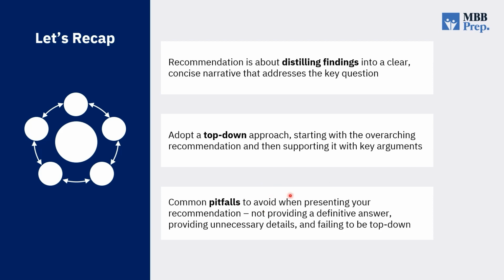Some common pitfalls that I typically see are: one, failing to give a definitive answer, right? Failing to give a clear point of view. Second is getting bogged down in details. And when you get bogged down in details or you provide a lot of unnecessary detail, the main message is lost, right? So focus on being top down, very crisp and clear. And finally, be top down in your recommendation. Focus on the overarching recommendation, focus on the main answer, and then layer in the supporting arguments.